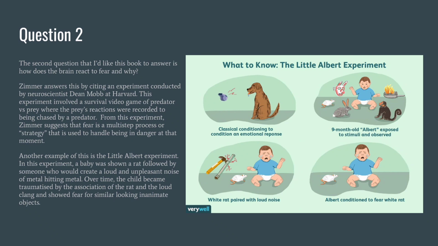Another example of this is the Little Albert experiment. In this experiment, a baby was exposed to a rat. When they tried to reach out to it and touch it, someone would create a loud and unpleasant noise of metal hitting metal. Over time, the child became traumatized by the association of the rat and the loud clang.